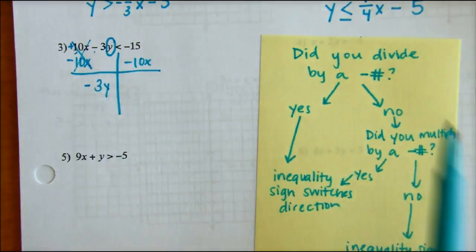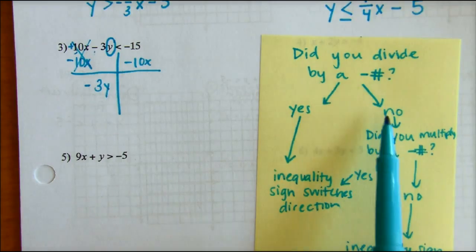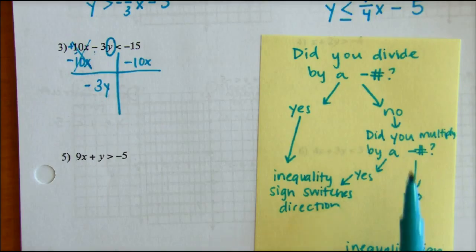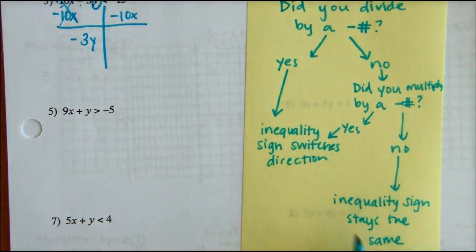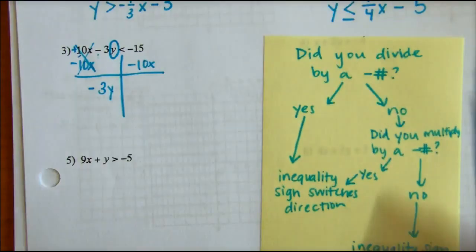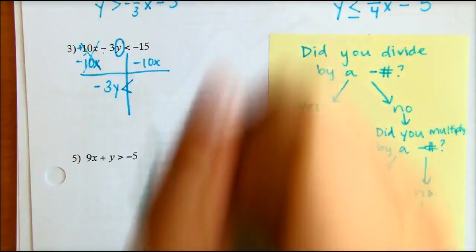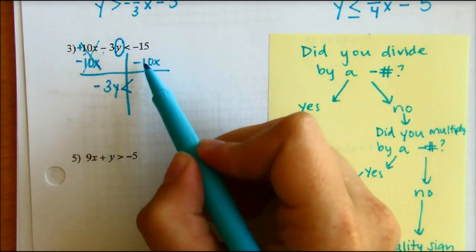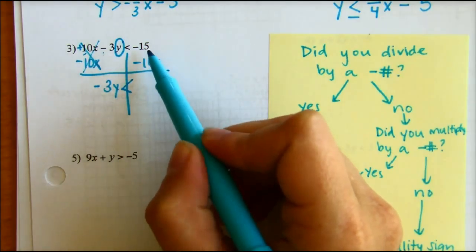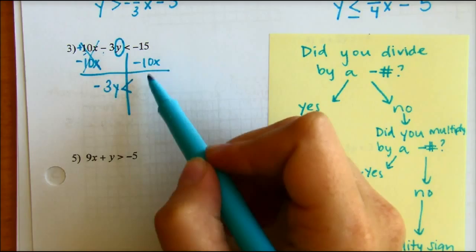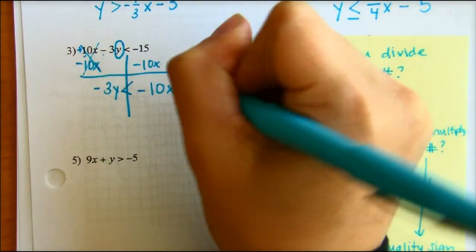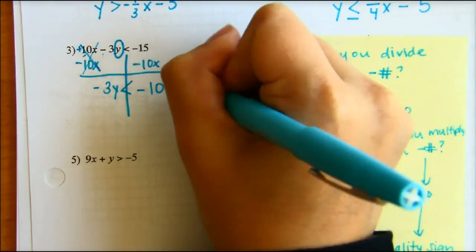Looking at my sign, did I divide by a negative number? Nope. Did I multiply by a negative number? No. So in that case, my inequality sign will stay the same. So I'm going to bring it down. It's a less than sign. Over here, one of these terms has an x, the other one does not. So I'm going to write it out exactly as it is. I've got a negative 10x and a minus 15.